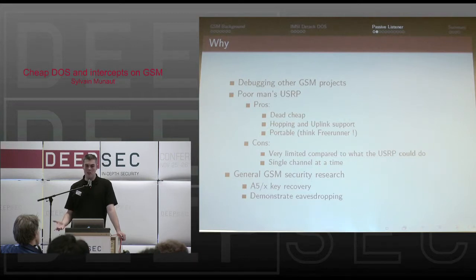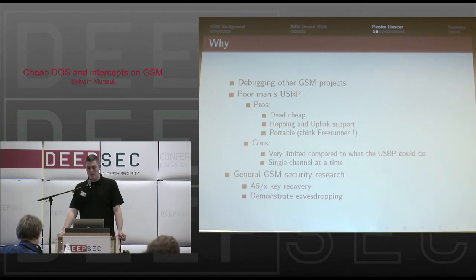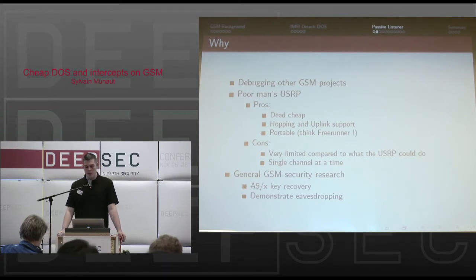It has some advantages. Of course, it's much cheaper, because the USRP is like 700 euro plus shipping and stuff. It would have hopping and uplink support, which AirProbe, as published right now, doesn't support. Also, it's much more portable. I mean, I have this always in my bag. I don't have my USRP all the time with me.